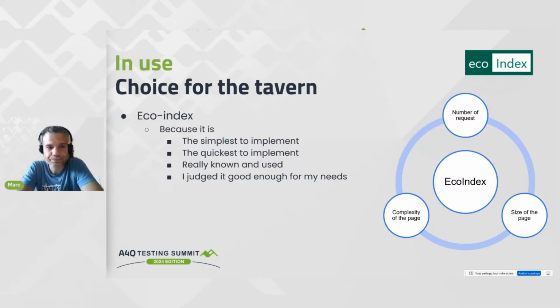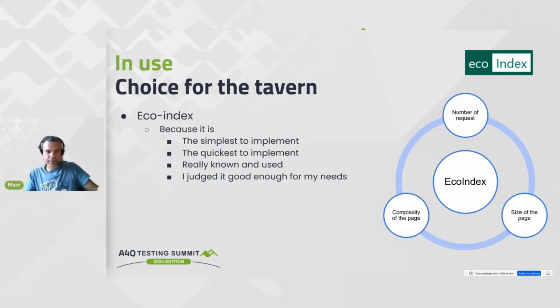The calculation is quite simple. There is a weight for each criterion. The lightest, which has a weight of 1, is the size of the page, and according to the number of megabytes, they have a table that gives you a note between 1 and 20. Then they do the number of requests, which has a weight of 2, and they provide you a note between 1 and 20 also. And finally, there is the complexity of the page that they evaluate with the DOM, and it has a weight of 3.